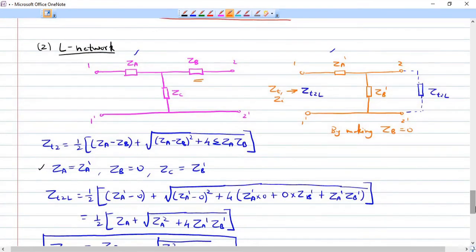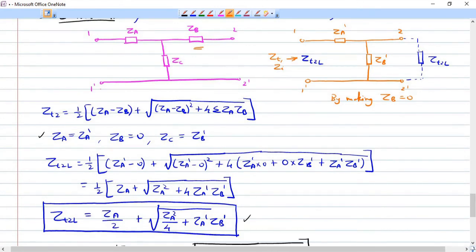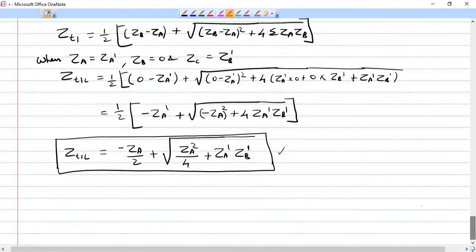So for case 2, part 1, we have seen the iterative impedances for an L network. Now we will see the expression for image impedances.